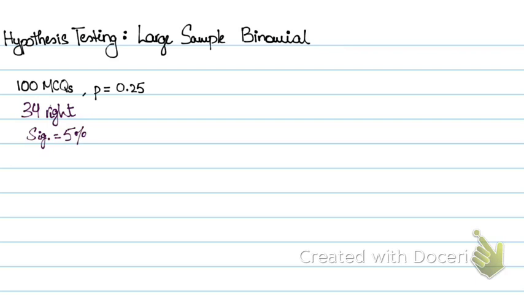So first we will declare our null and alternate hypothesis. Our null hypothesis will be that the probability of getting an answer right is 0.25, and the alternative hypothesis is going to be probability greater than 0.25, that the student is not guessing the answers. He actually knows the answers to some questions.